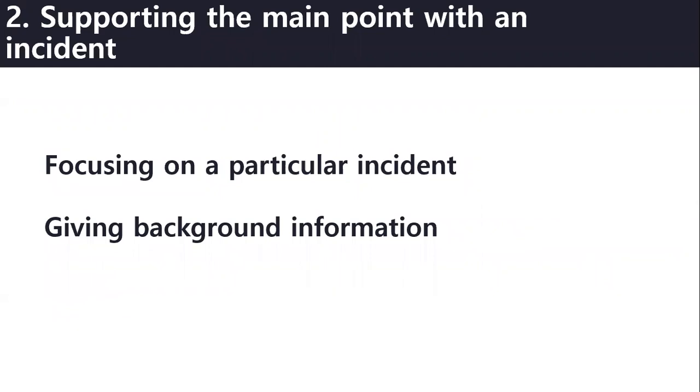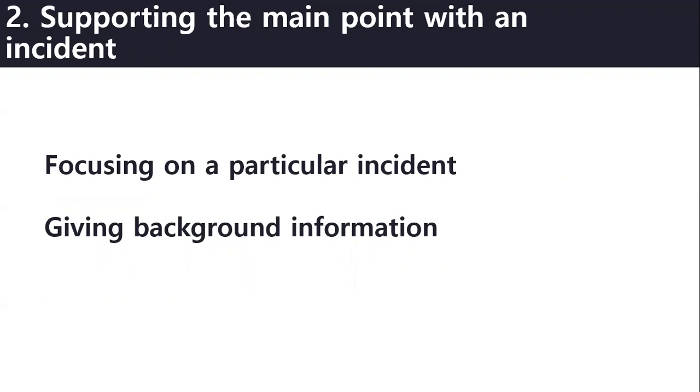Second, we have supporting the main point with an incident. Focusing on a particular incident. In narrative writing, the writer focuses on a particular incident to support the main point. The incident consists of events that are linked in time. All of the events given should support the controlling idea.